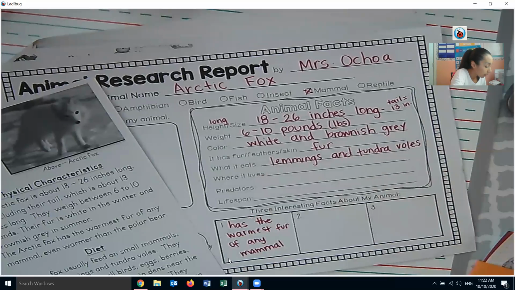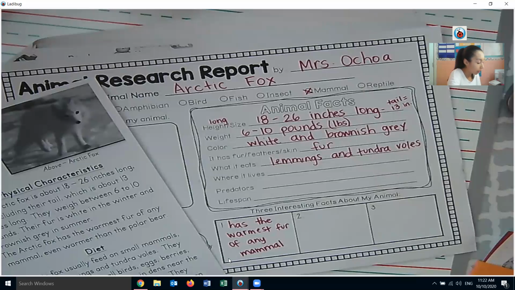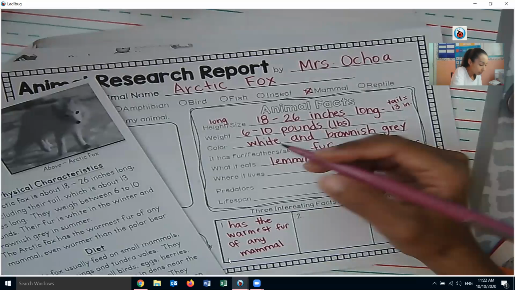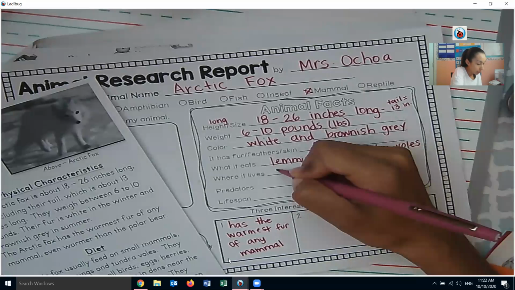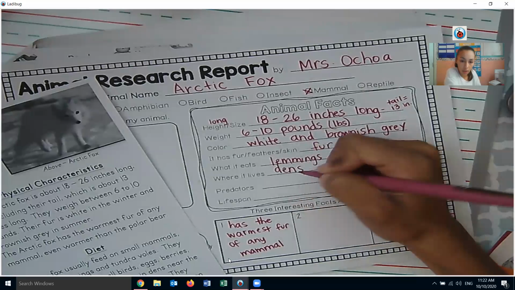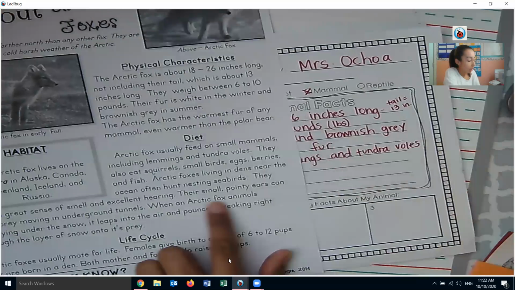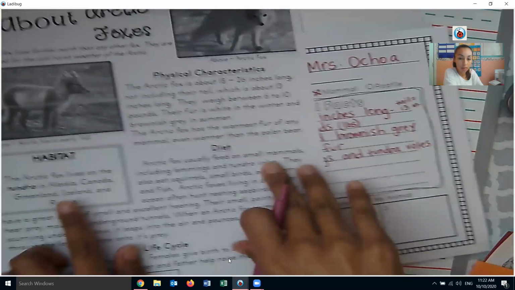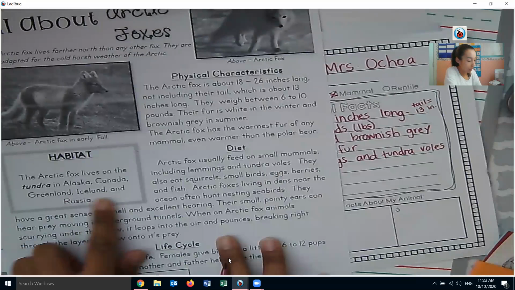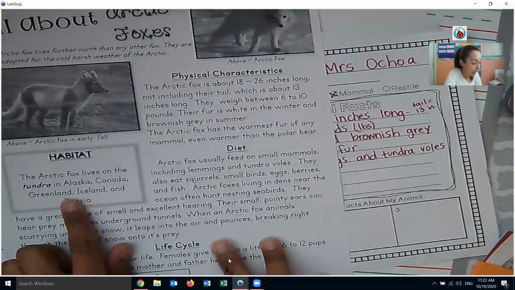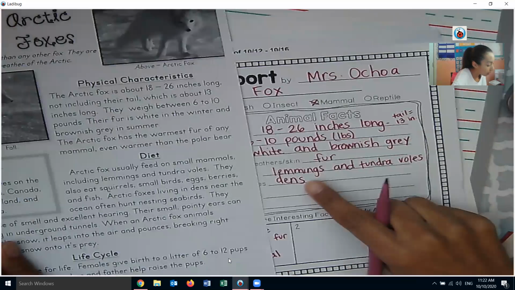Arctic foxes living in dens near the ocean often hunt nesting seabirds. So they kind of wrote down here a little bit about where it lives. It lives in dens, but there's going to be a little more information. So that was here in my diet piece, but I'm going to get more about where it lives here, where it says habitat, but I'll come back to that. I just wanted to add a den here since it was in that sentence.